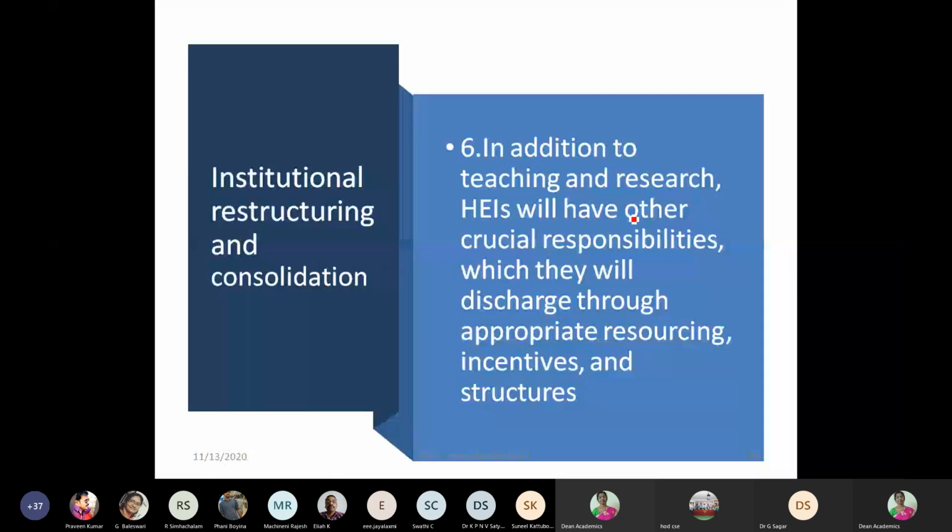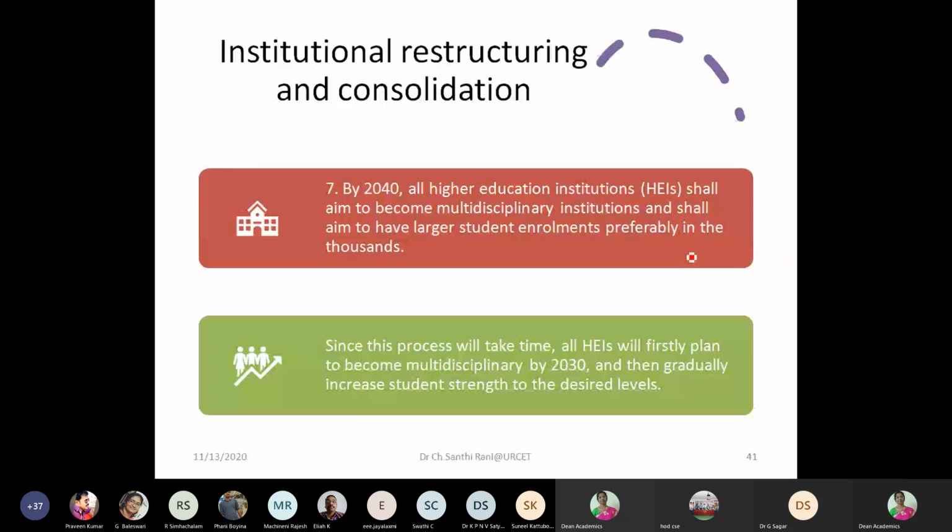In addition to teaching and research, the higher educational institutions are going to have other crucial responsibilities they have to discharge in future. And by 2040, that means coming 20 more years, all higher educational institutions shall aim to become multidisciplinary institutions, and they shall aim to have larger student enrollments, preferably in thousands. That is the vision of our NEP, right?